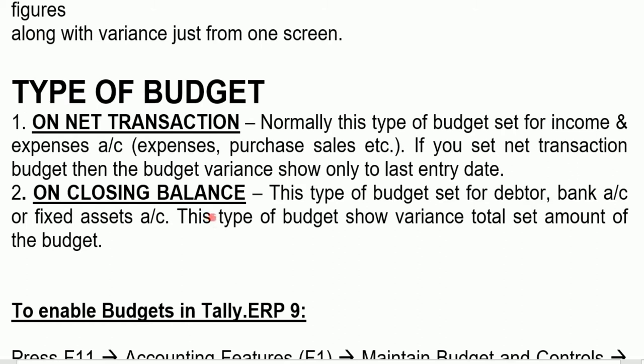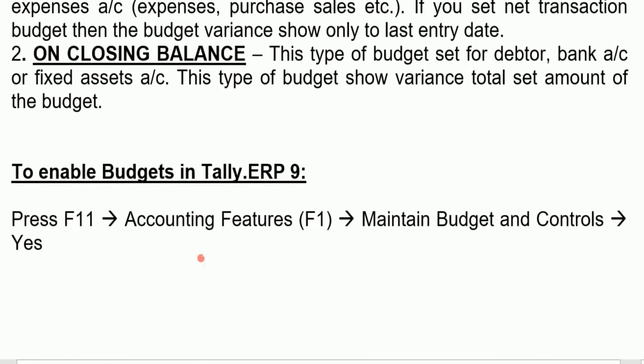Okay, and on closing balance, this type of budget is for debtors, bank accounts, or fixed assets accounts. And this type of budget shows the variance of the total set amount of the budget. That means on the closing balance, this is on the last entry date. Maybe, for example, your last entry date is 30th April, then up to 30th April it will show the budget. And this on closing balance is on the basis of the ledgers you have created, debtors, bank account or fixed asset, and for that it will show the budget.